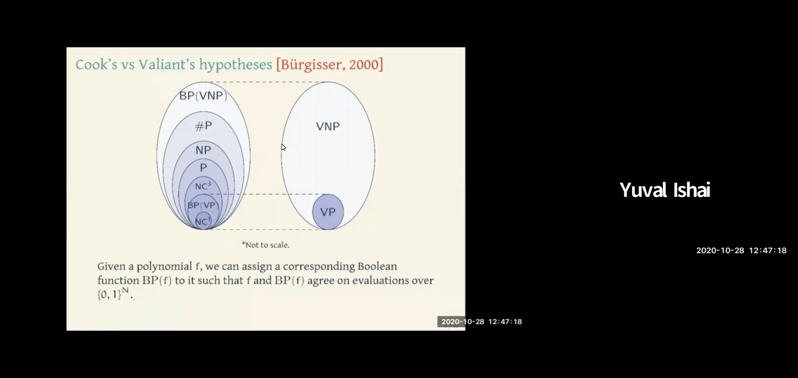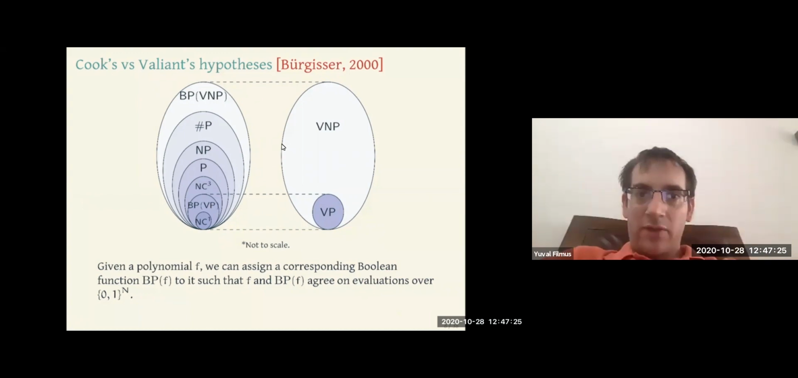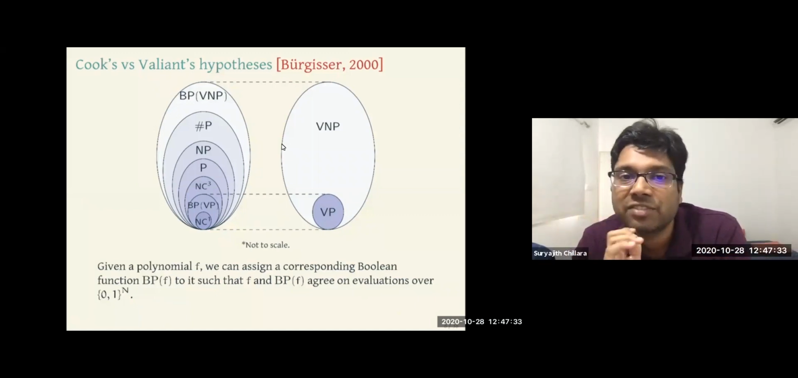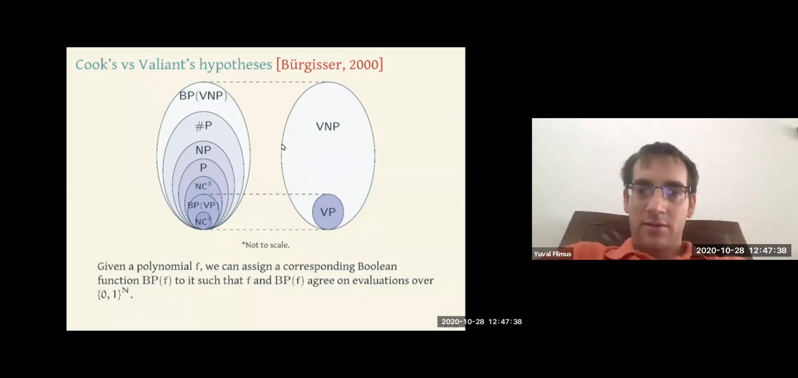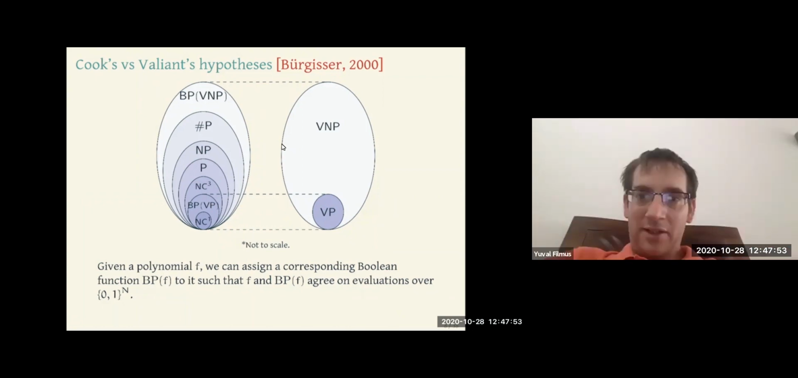Can you give an example of a function in BP of VNP which is conjectured to be beyond #P? I don't know of any explicit functions which are in BP of VNP. I know functions which are in BP of VP. The functions in BP of VNP are kind of strange. I don't know of any explicit functions.